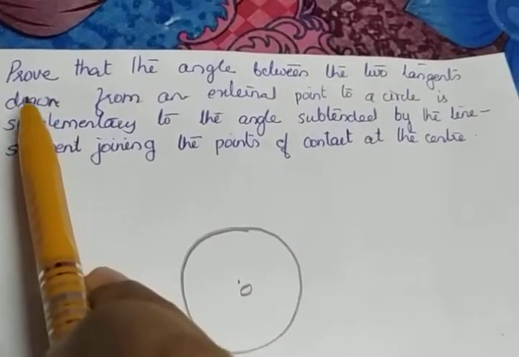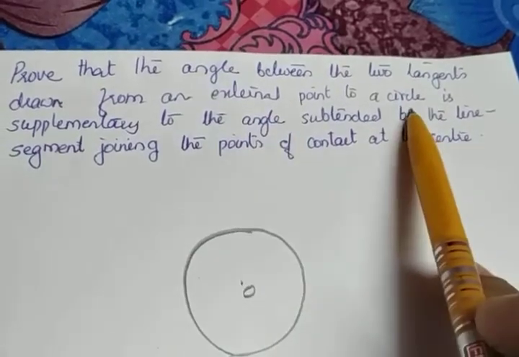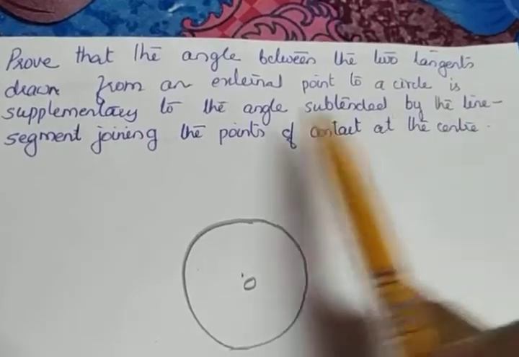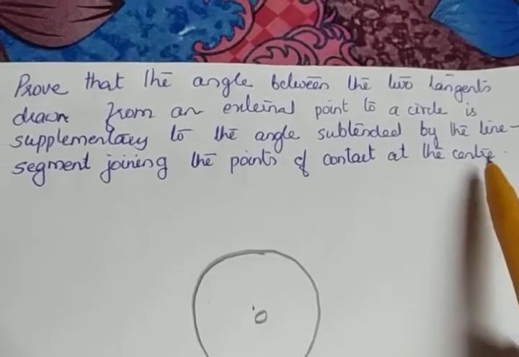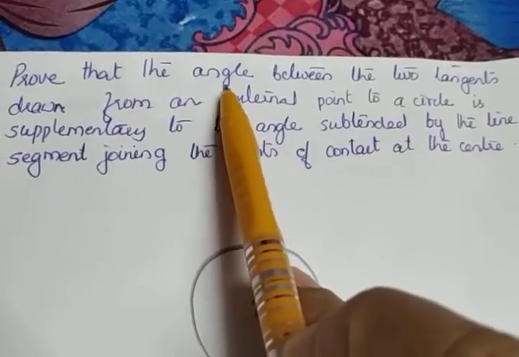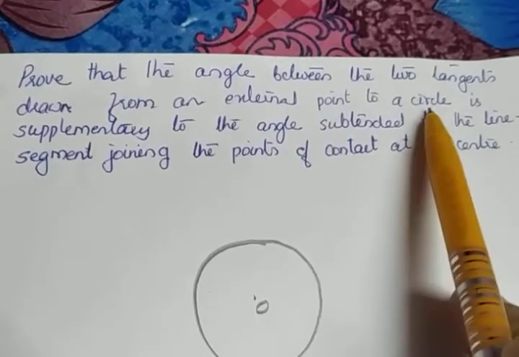Next question. Prove that the angle between two tangents drawn from an external point to a circle is supplementary to the angle subtended by the line segment joining the point of contact at the center. Actually, the question is very easy and the question itself is the answer. You just read the question. The angle between two tangents drawn from an external point to a circle.